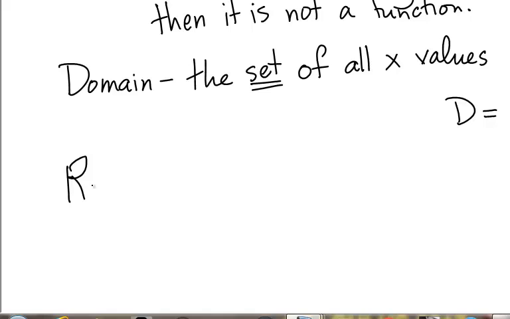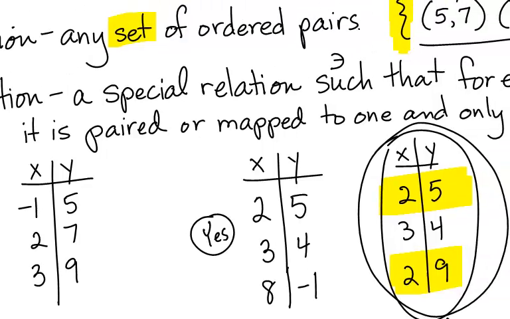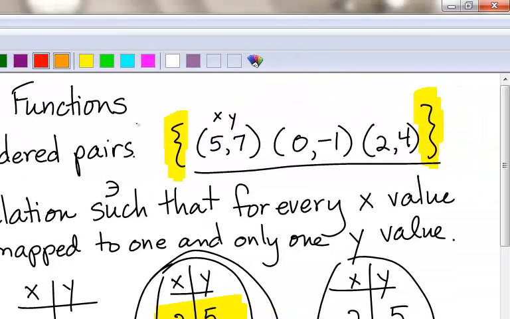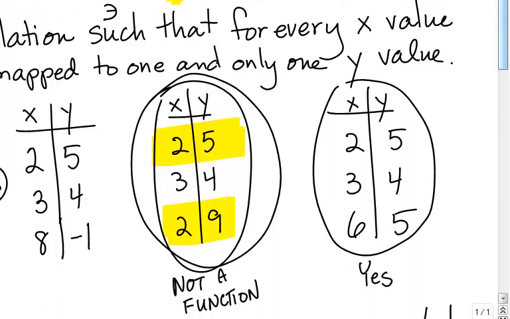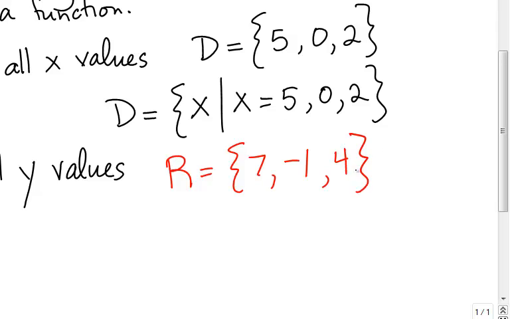Then another one is the range. The range is the set of all y values in whatever problem you're working. So in my example up above, the y values are the 7, the -1, and the 4. The range is 7, -1, 4.